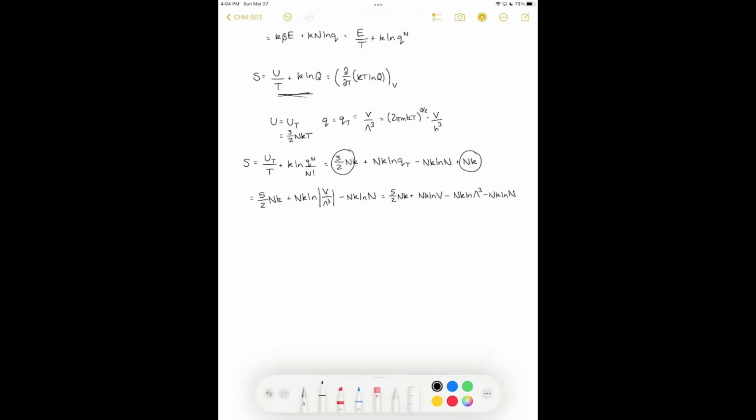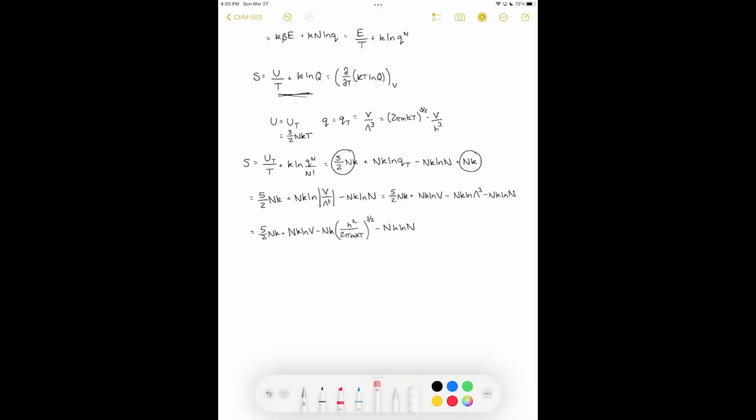And what that gets us, if we plug in that, we'll have our 5/2 NK plus NK natural log of the volume. And then we will have minus NK. Our thermal wavelength is (h squared over 2 pi mkT) to the 3/2. And then we have minus NK natural log of N. What we're going to do here is group these two terms, but we're also going to pull out the temperature to see the temperature dependence of our entropy.